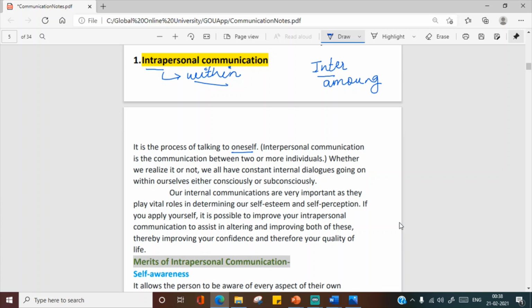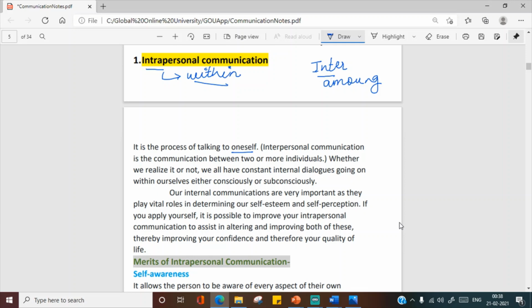Sometimes what happens is we are driving the car and someone is driving very rashly. So what happens? We get very irritated, right? We start murmuring. Even if we are driving alone, we say, oh, he doesn't know how to drive. So in all that, there is no one in the communication process, but you are speaking to yourself.